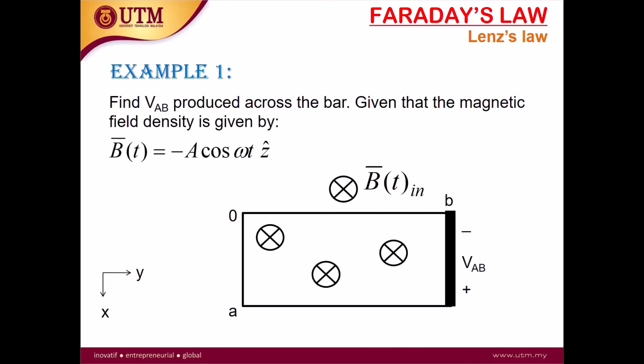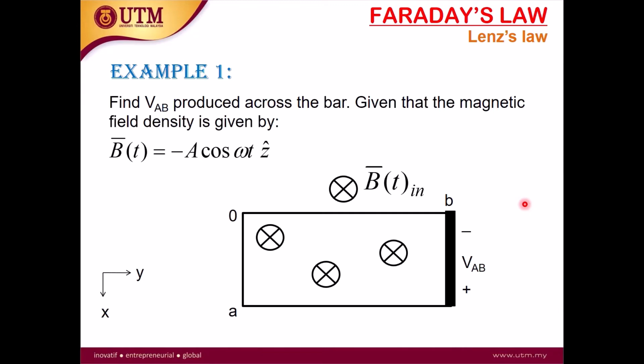So we see example 1. Find the VAB produced across the bar, given that the magnetic field density is given by B(t) equal to negative A cos omega t Z. From this expression, we know this is a time varying magnetic field. Let's say Z is in this direction, so the cross means the field is going inside. And the VAB is here.